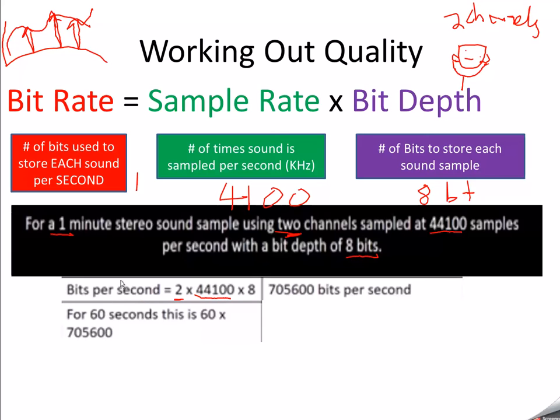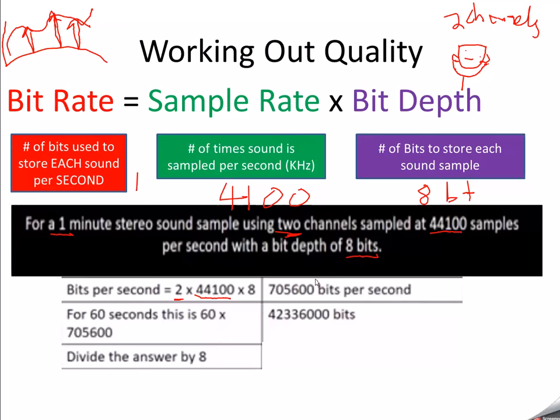We want to work out what it is for 1 minute, which is simple. We multiply the answer we just got by 60 for 1 minute. If it's for an hour, it'll be 3600. But in this case, it's 60. It says it clearly in the question. So step 1, you get the amount of channels, times it by the sample rate, times by the bit depth. You then multiply the answer by the time. There we go. That's the amount of bits.